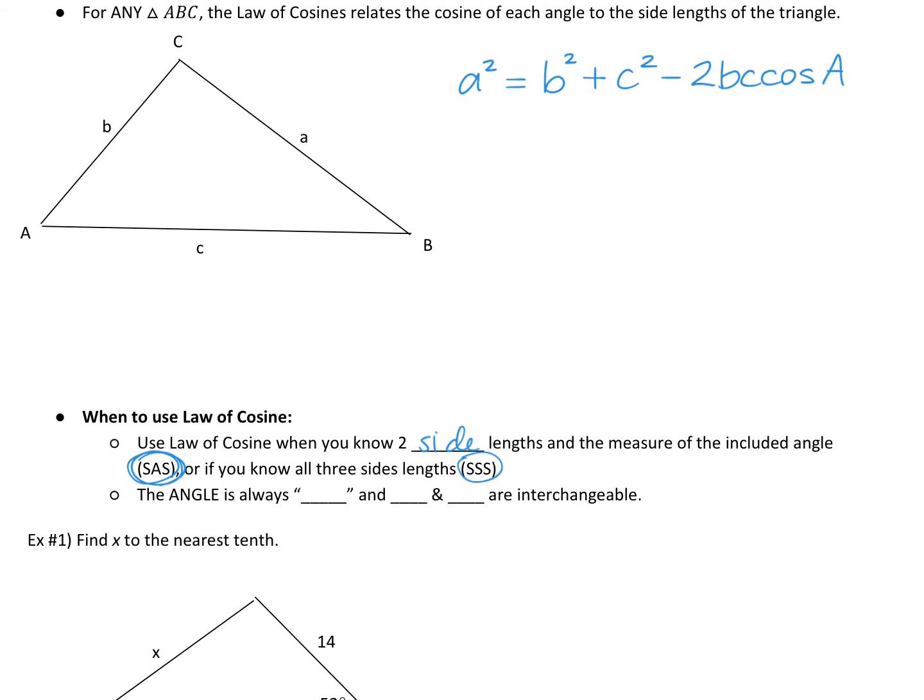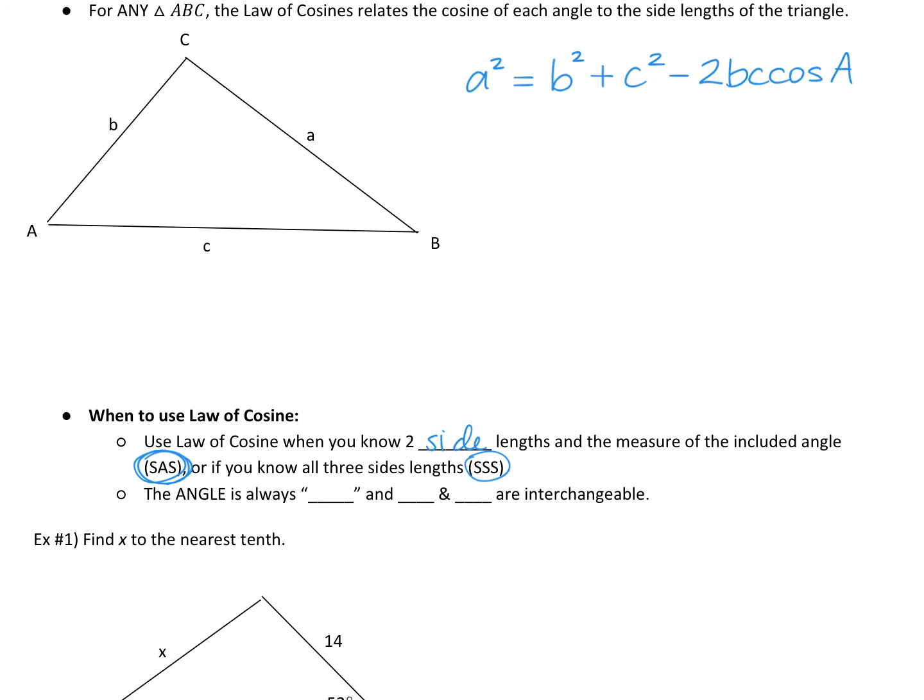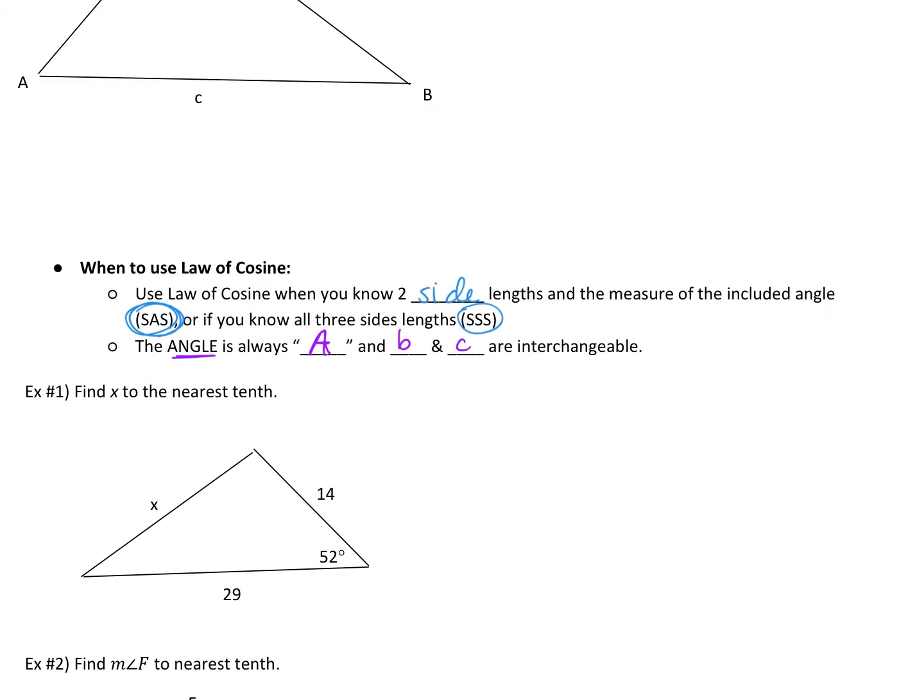The way we're doing our formula, the angle is always going to be capital A for us, okay? And then the other two, the lowercase b and lowercase c, those are interchangeable. It does not matter which one's B and which one's C in our problem. It won't change anything if you have them different than your neighbor, okay? With that in mind, we're gonna set up this triangle.